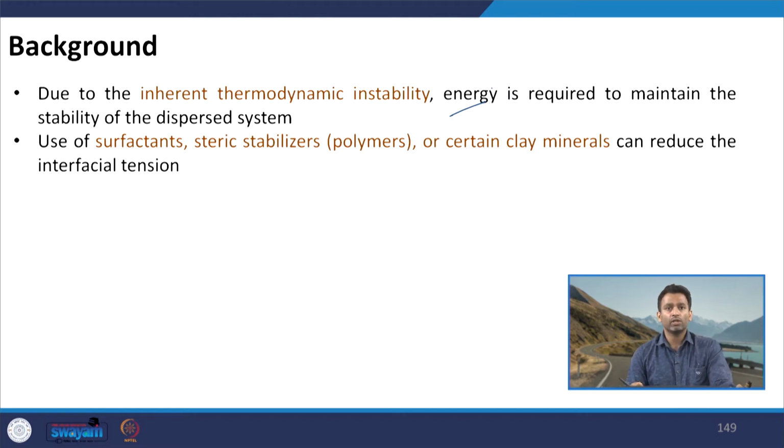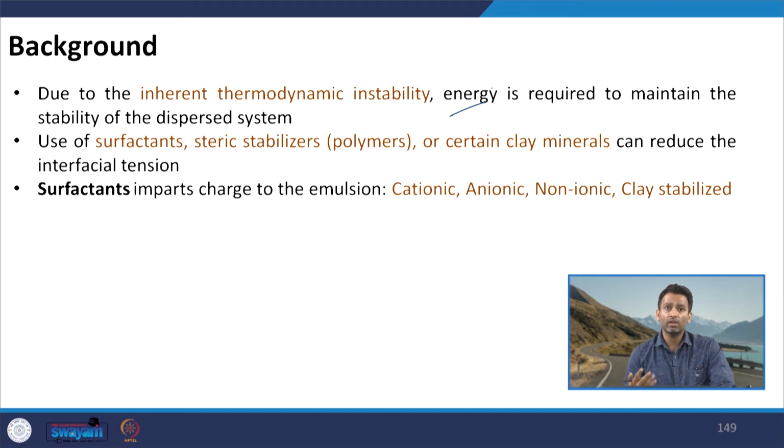which reduce the interfacial tension. Among these available methods, if we look at bitumen emulsion specifically, which is used for paving application, surfactants are popularly used. And surfactants are soapy type of material, we will discuss about surfactants, and they impart charge to the emulsion. Now, depending on the charge they are imparting to the emulsion system, the emulsion can be classified as cationic emulsion, anionic emulsion, non-ionic emulsion and also clay stabilized emulsion.